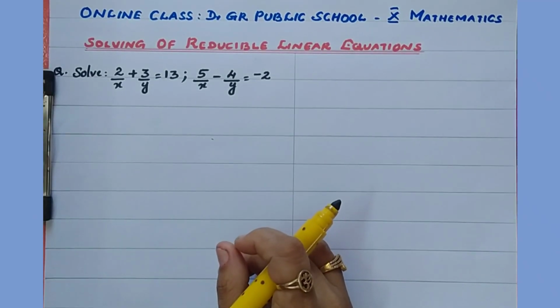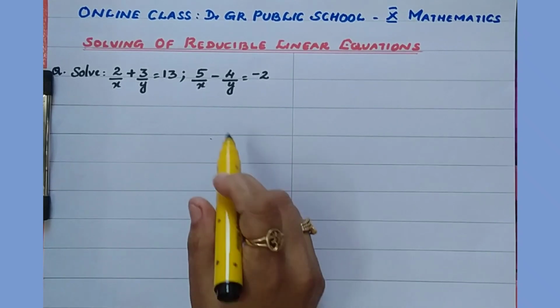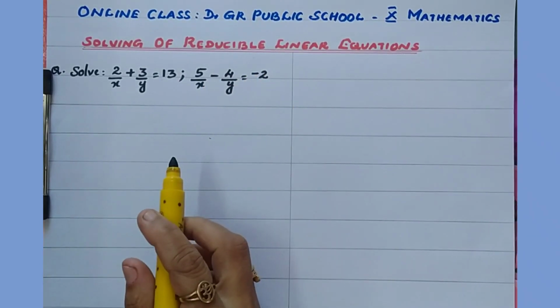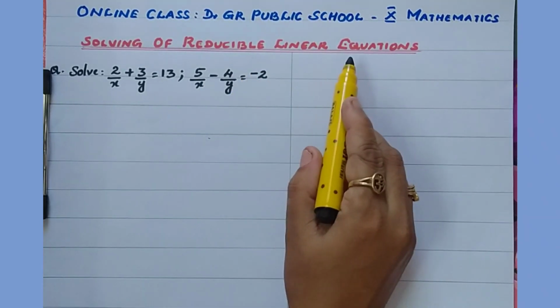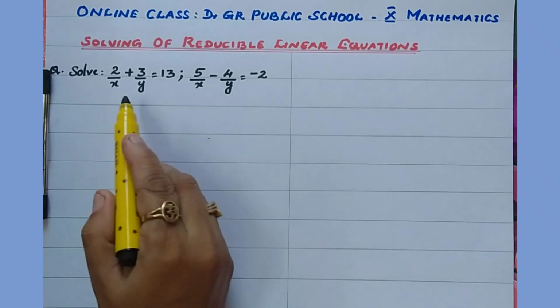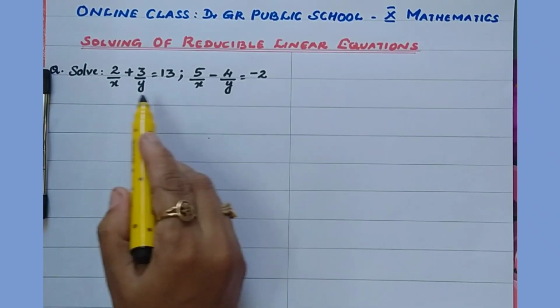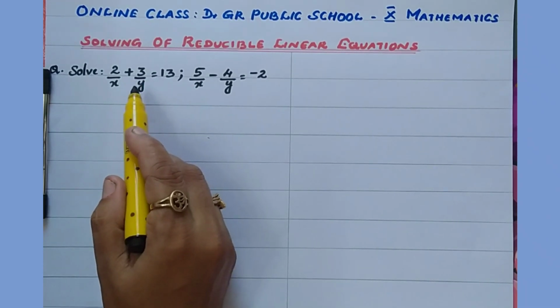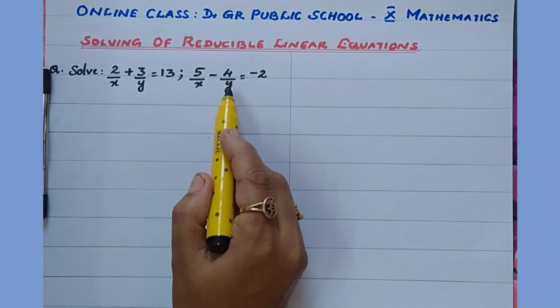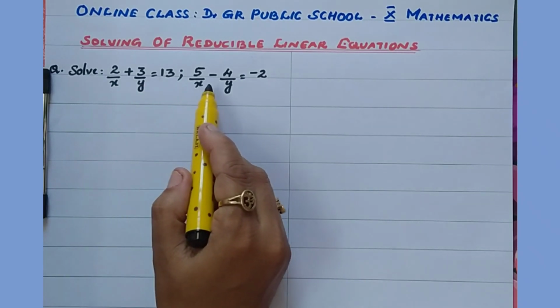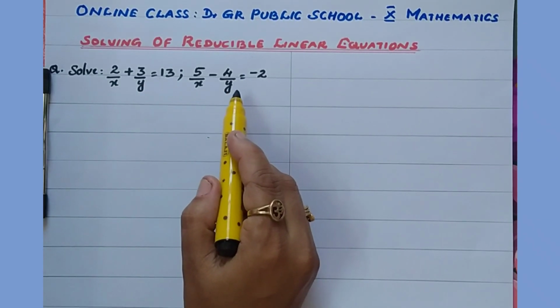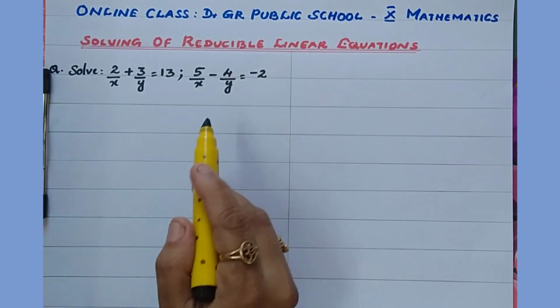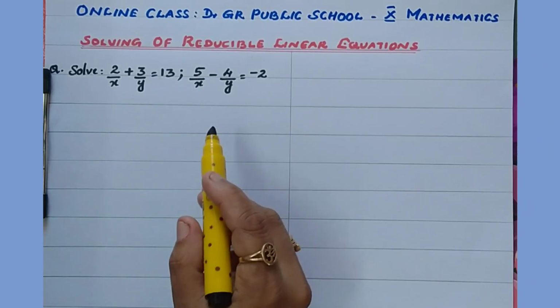In this video, we are going to discuss how to solve reducible linear equations. Reducible linear equations means that the equations are actually not linear. Look at this question, 2 by x plus 3 by y, in which the variables are in the denominator. So definitely they are not linear equations, but we can reduce them to linear equations by making proper substitutions.